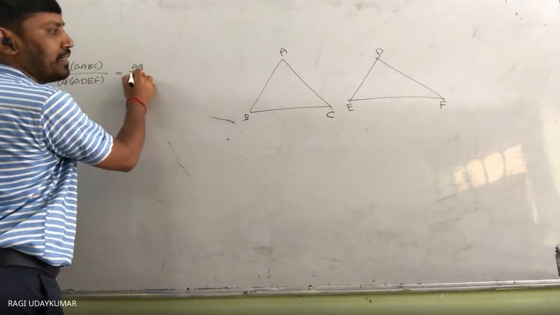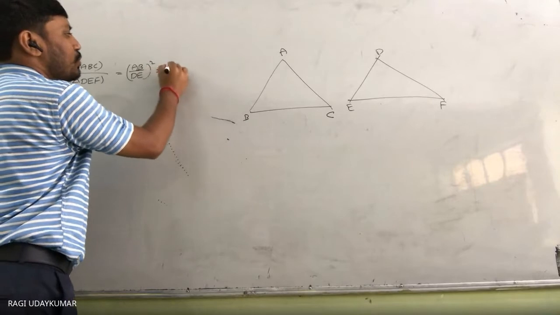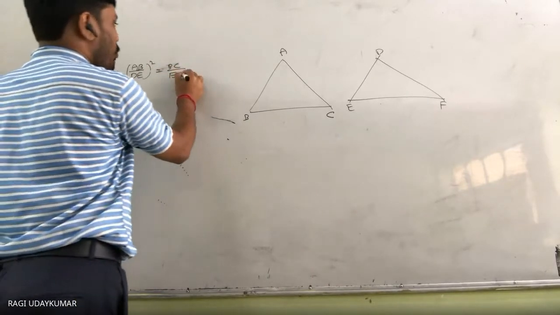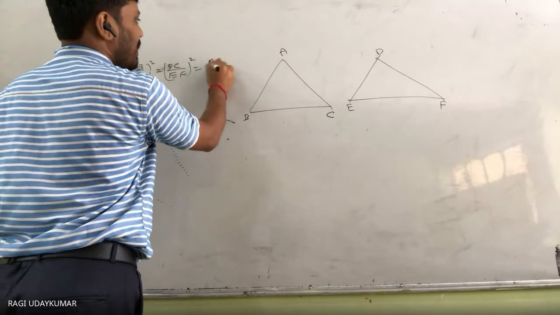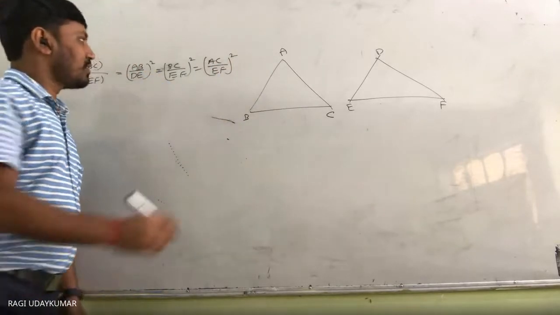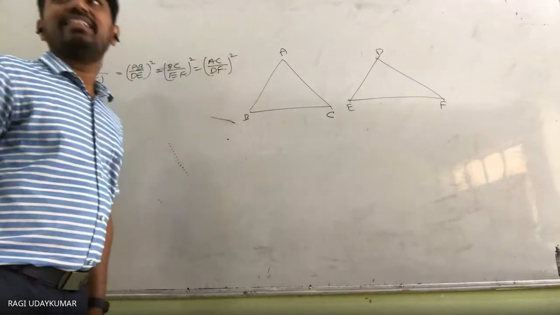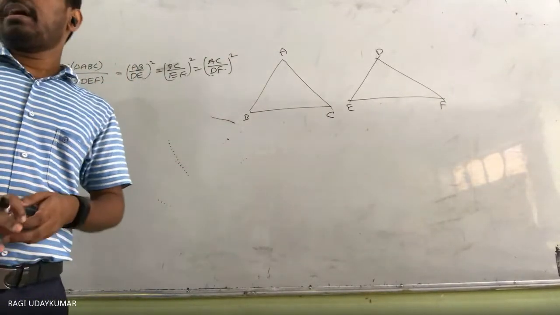AB by DE whole square is equal to BC by EF whole square is equal to AC by DF whole square. Right? This is if two triangles are similar.